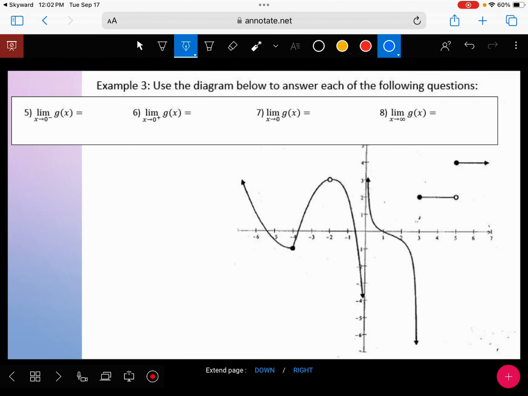Okay, I'm going to give you a minute. I just want you to try to do 5, 6, and 7. Do it in pencil or write it lightly, and then we'll talk about it. It's asking for the left side of 0, the right side of 0, and at 0.